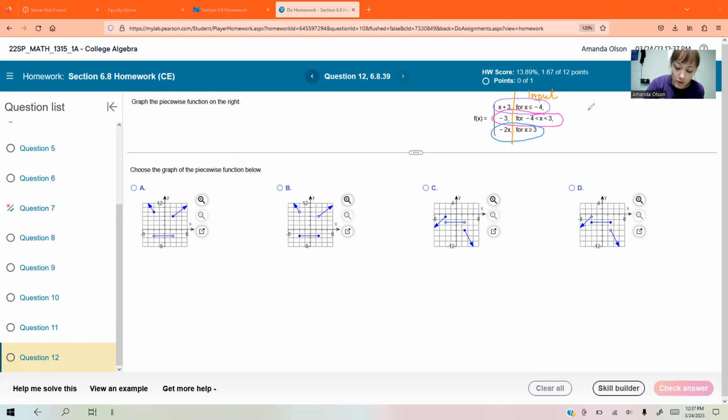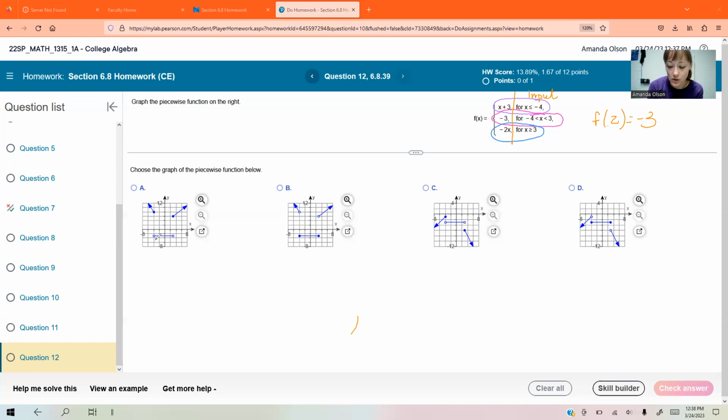So, you might be asked to find, for example, f of 2, then you've got to look at, well, where is 2? Is 2 less than or equal to -4? No. Is 2 between -4 and 3? It is. So my output's just going to be straight -3. And of course, it doesn't meet that third criteria because we already found it. And functions only have one output for each individual input.